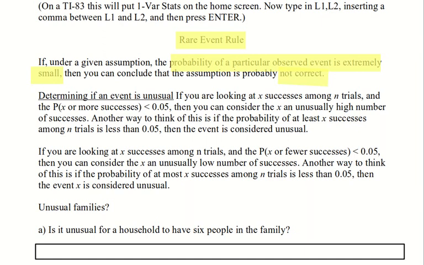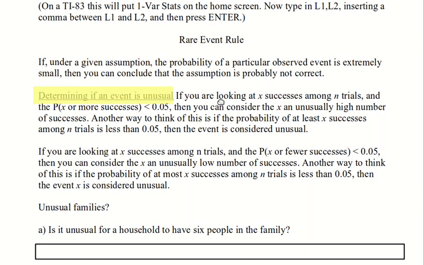Now there's 2 ways that an event could be unusual. It could be unusually large, or it could be unusually small. So in the first case, we're going to look at unusually large numbers of results. So if you're looking at x successes among n trials, and the probability of x or more successes is less than 5%, then you can consider x to be an unusually high number of successes.